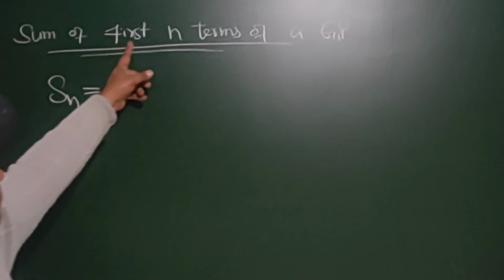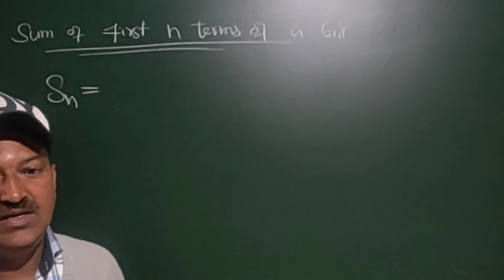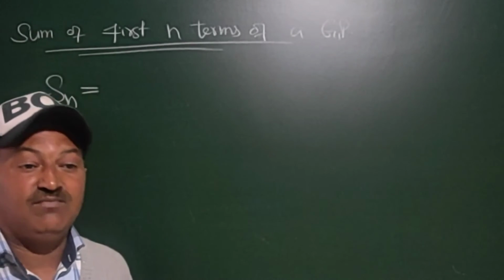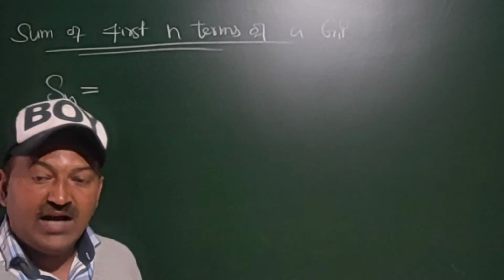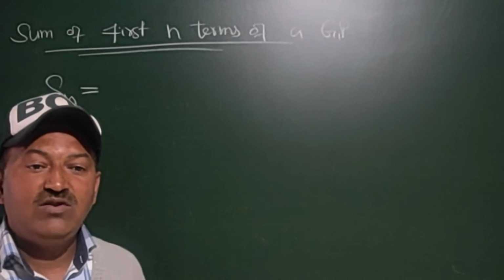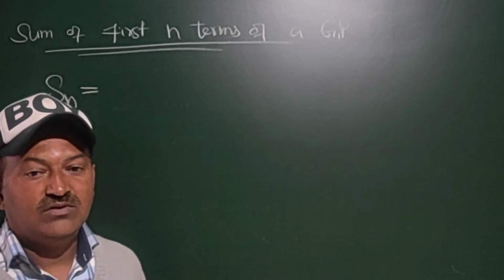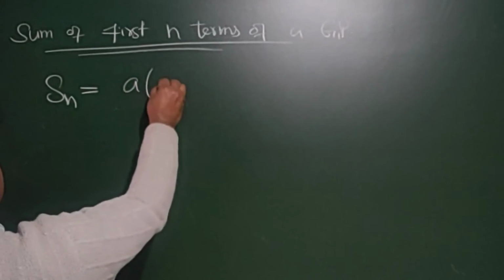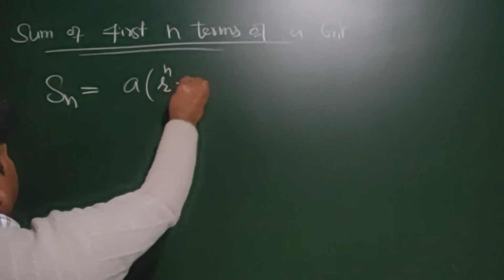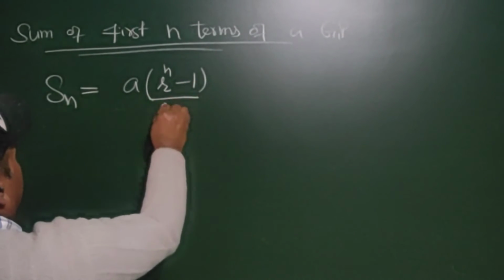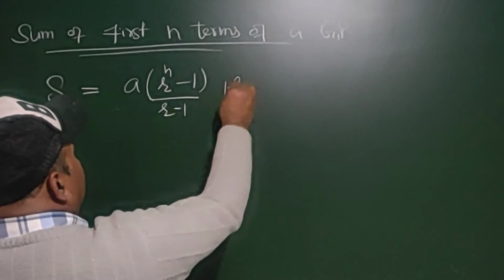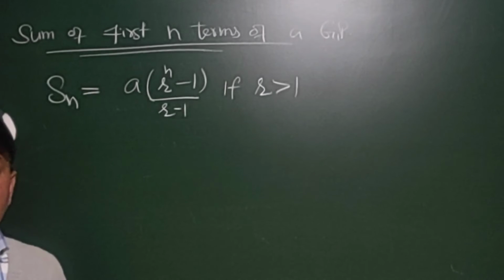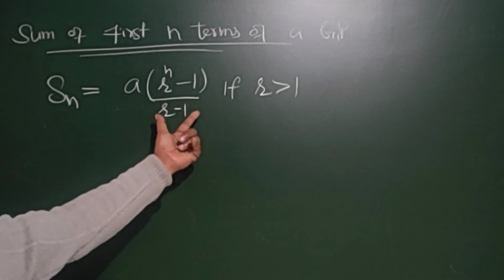Now the sum of first n terms of a GP. If there is a GP, then what is the formula to find the sum of the first n terms? There are two formulas depending upon the value of the common ratio. The first formula is Sn is equal to A into r raised to power n minus 1 divided by r minus 1 if r is greater than 1. If the value of the common ratio is greater than 1, then this is the formula which we have to apply.